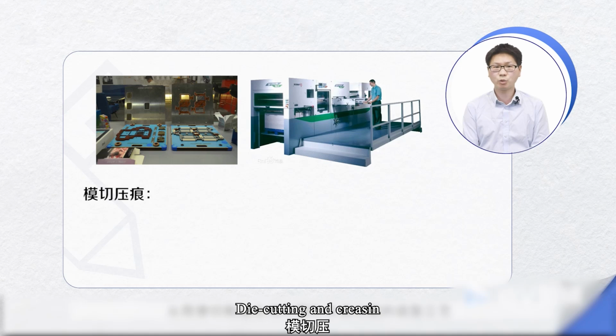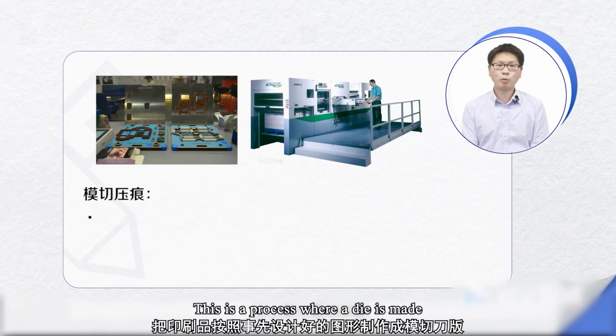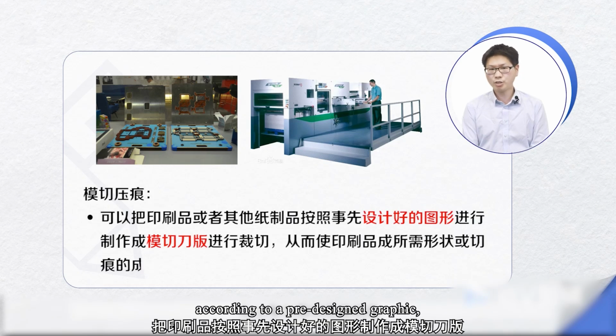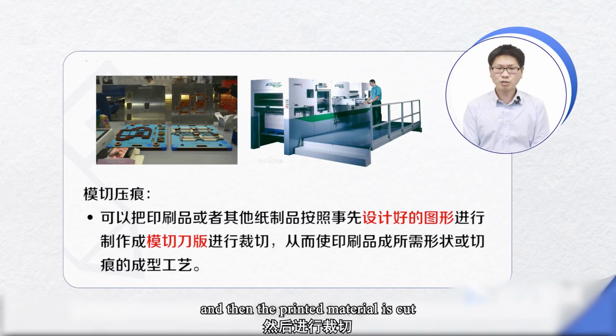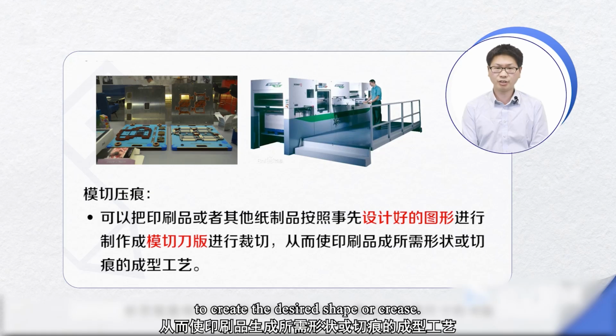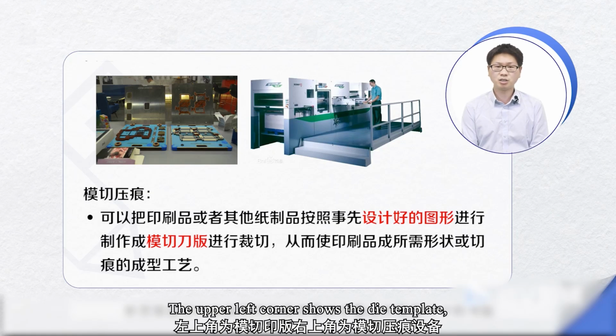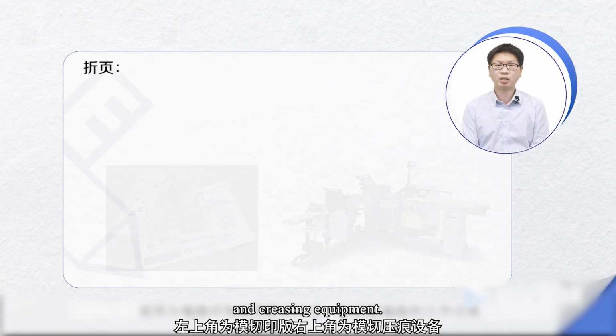Die cutting and creasing. This is a process where a die is made according to a pre-designed graphic, and then the printed material is cut to create the desired shape or crease. The upper left corner shows the die template, and the upper right corner shows the die cutting and creasing equipment.